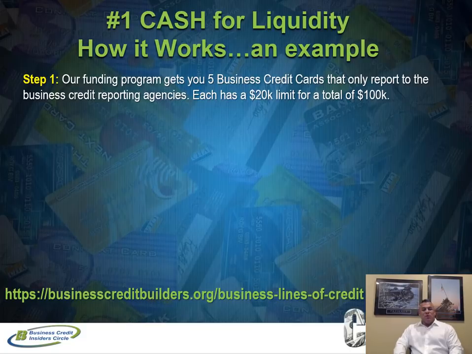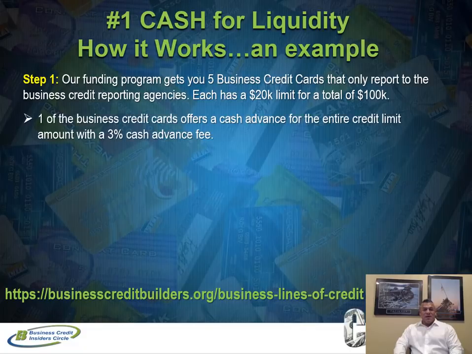So let's say in a perfect world, we got you 5 cards, each with a $20,000 credit limit. So that's $100,000 in credit that you just got across all 5 cards combined. Now, one of the business credit cards has a cash advance where you can cash advance the entire credit limit. Most business credit cards or even personal credit cards will have limitations. They may allow you to cash advance up to 50% of the limit, some 75%. But let's say one card allows you to do 100% of the limit. And let's say it charges you a 3% cash advance fee.